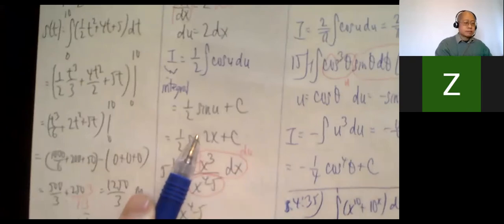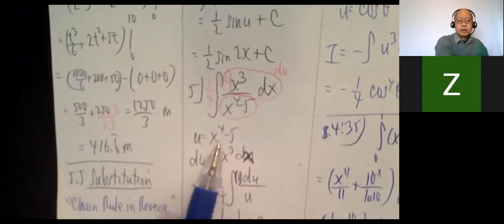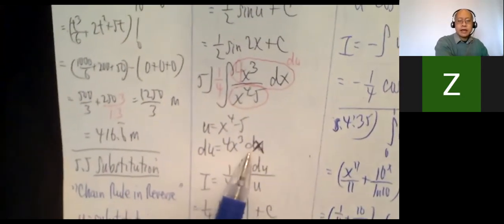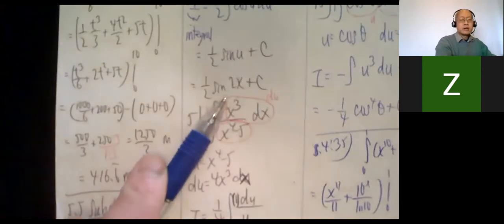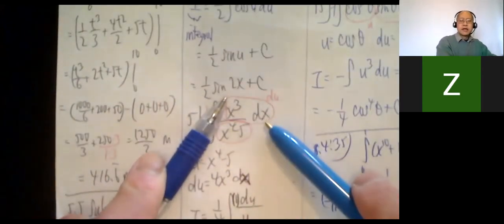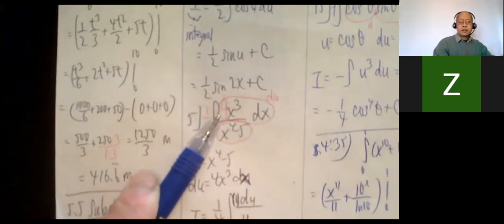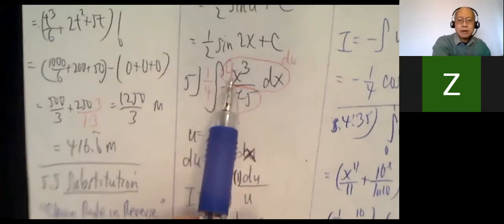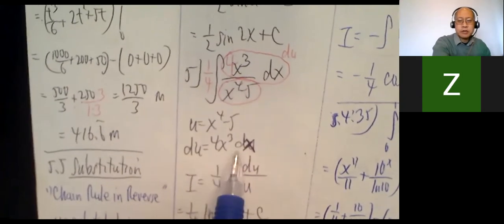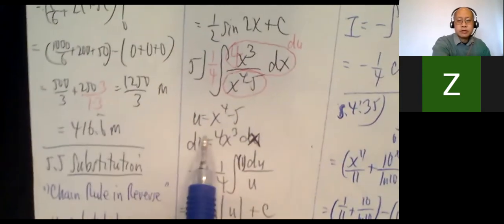So that tells me how to go. Let u be the denominator. u equals x to the fourth minus 5. du is 4x cubed dx. The derivative of x to the fourth minus 5 is 4x cubed dx. Now, the original was x cubed dx, no 4. Put inside a 4. Outside, put a 1/4. That way, the next step, all of this, 4x cubed dx, is going to be du. x to the fourth minus 5, u.